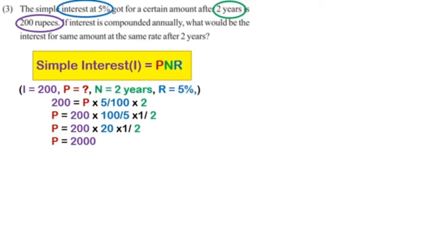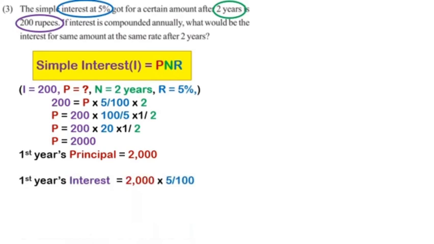200 into 20 is 4,000. 4,000 divided by 2 is 2,000. So the principal amount in this case is 2,000 rupees.